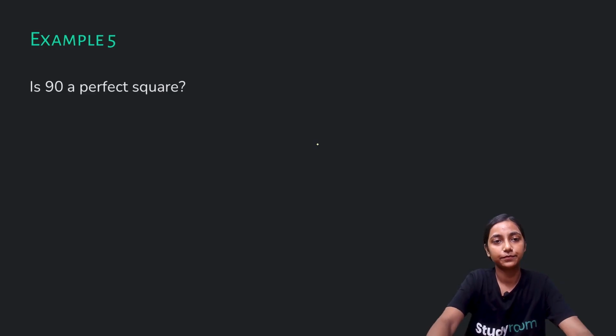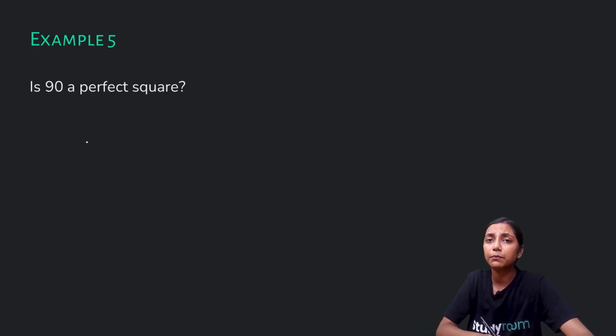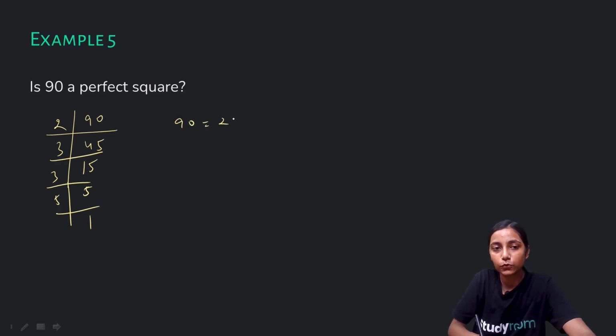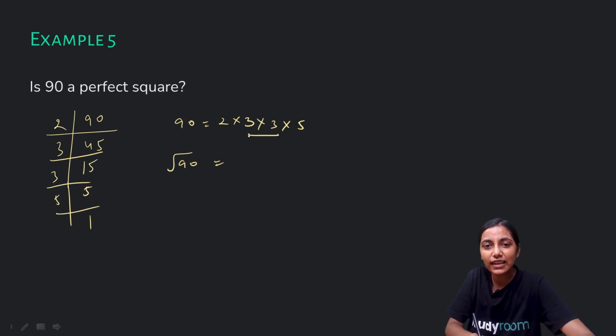This is your answer. Now we are asked, is 90 a perfect square? Again, by using which method? Prime factorization. We begin. Then 3, 15, 3, 5, 5, 1. We can write 90 as 2 into 3 into 3 into 5. When you find the pairs of these factors, you see that only 3 has a pair. Neither 2 nor 5 are in pairs.